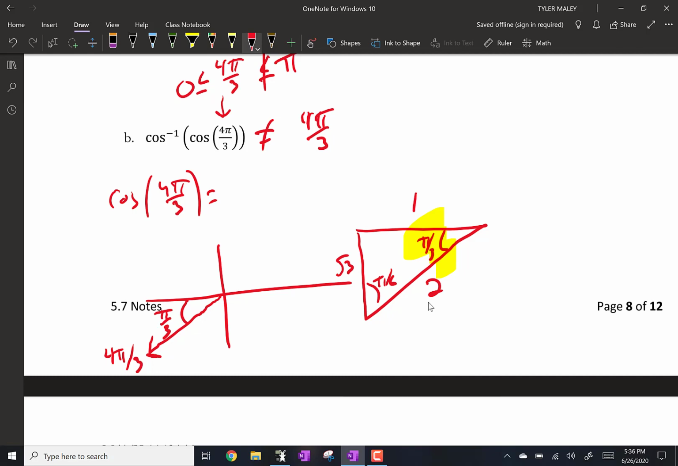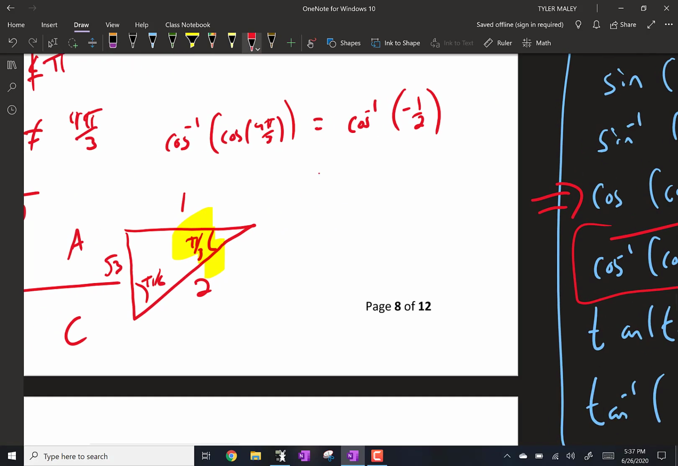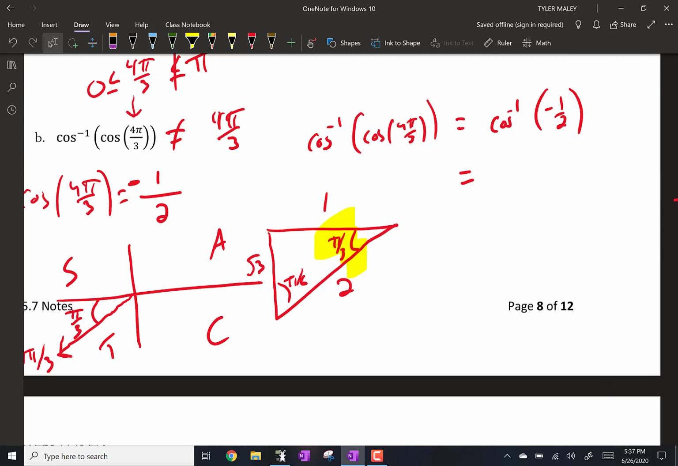Cosine is adjacent over hypotenuse, so this would be 1/2. But don't forget, all students take calculus, so this would actually be negative because we're in the third quadrant. Cosine's negative here. So essentially what we have is inverse cosine of cosine of 4 pi over 3 is equal to inverse cosine of negative 1/2, which is equal to what?